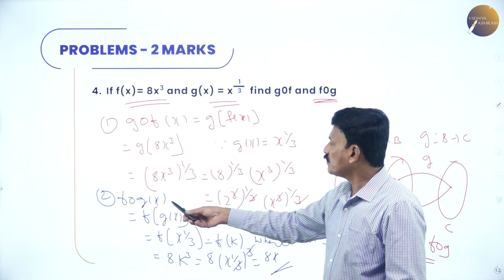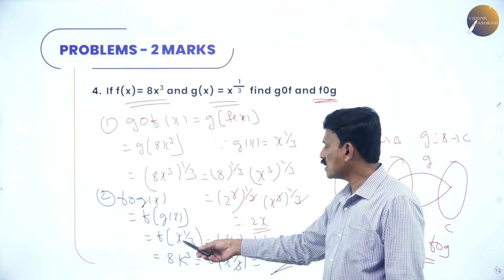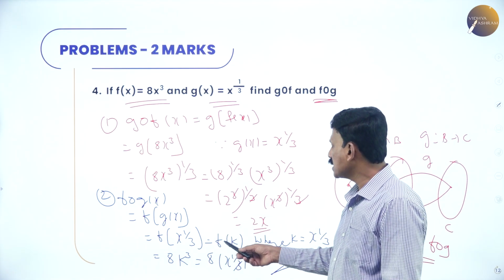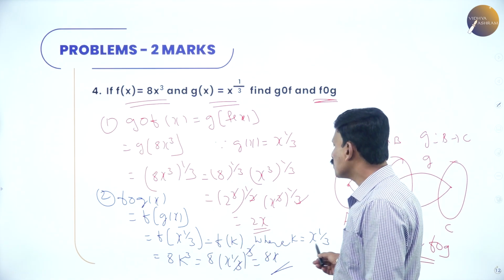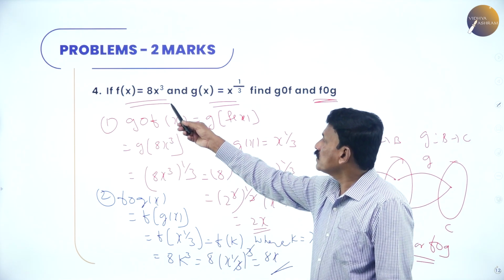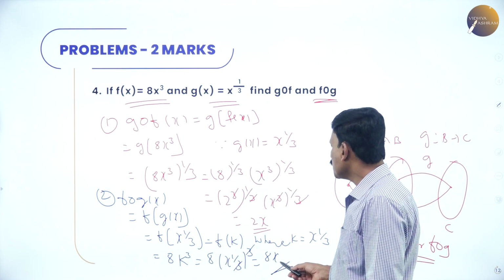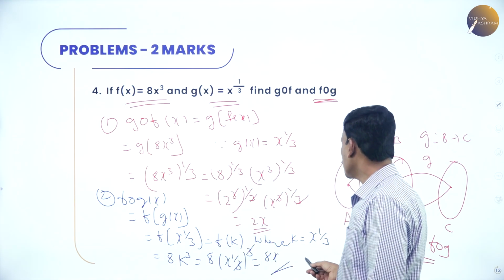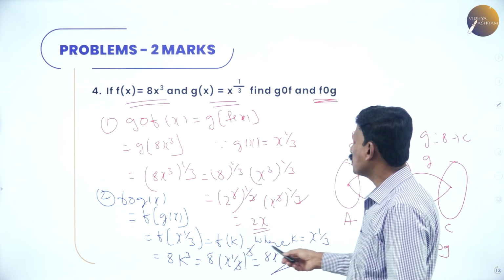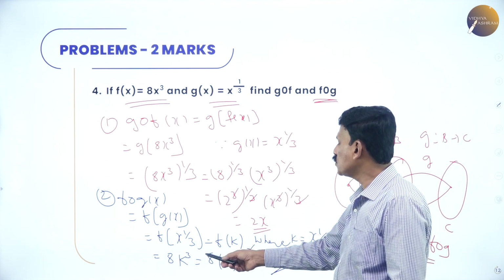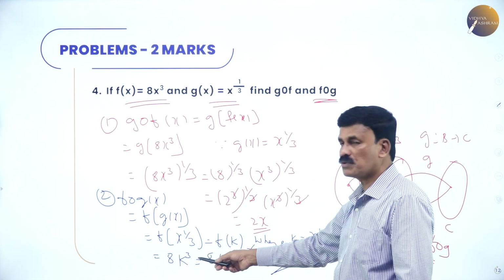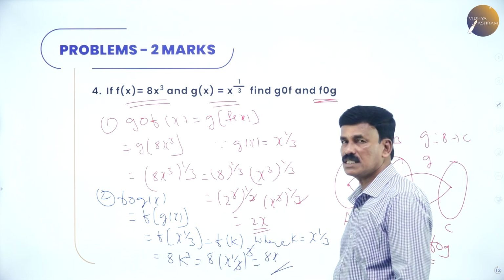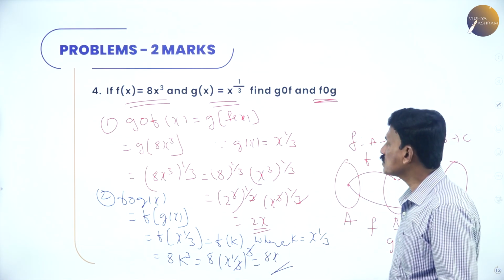See here, f naught g of x is f of g of x. g of x is x to the power of 1 by 3. Let us call this k, f of k, where k is equal to x to the power of 1 by 3. What is f of x? 8x cube can also be written as 8k cube. If x is replaced by k, then that is k to the power of 3, 8k cube. So 8 into, what is the value of k? x to the power of 1 by 3. So 3 gets cancelled, 8x. This is how we are going to solve this.